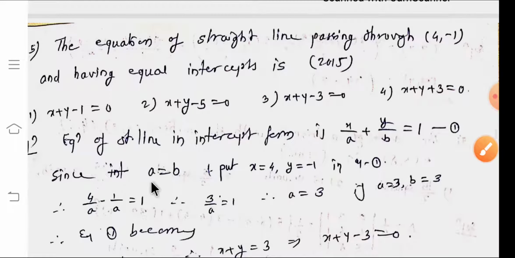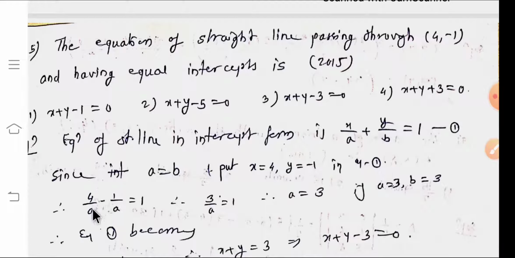And the other method is: the equation of a straight line in intercept form is x by a plus y by a equal to 1. Consider equation 1. So what is given here? Equal intercepts, that means a equal to b is given, and suppose this line passes through the point 4 comma minus 1, that means x equal to 4 and y equal to minus 1, substitute.